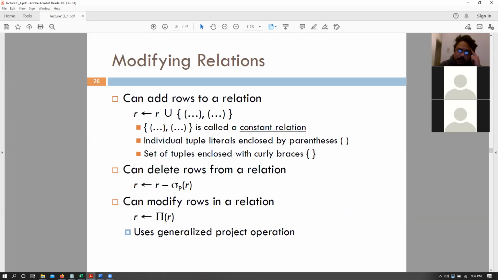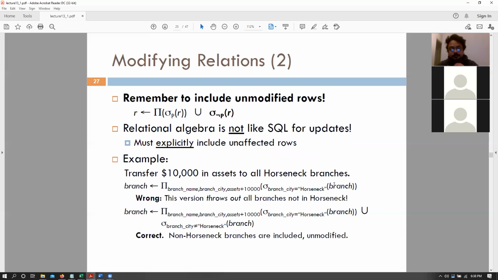We also talked about modifying relations, right? So in relational algebra, remember that we can add values to our set of rows and assign it back. We can delete some rows from our relation and assign it back. Or we can also modify the rows by projecting out certain columns, right? In case of relational algebra, always remember to include unmodified rows.